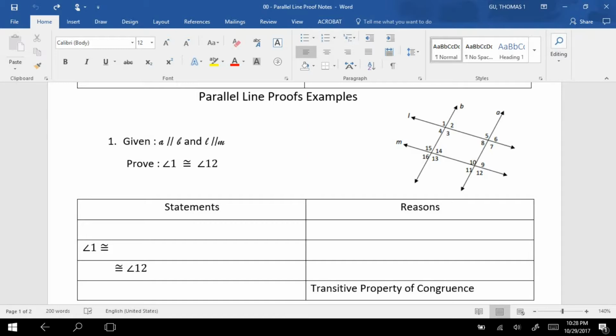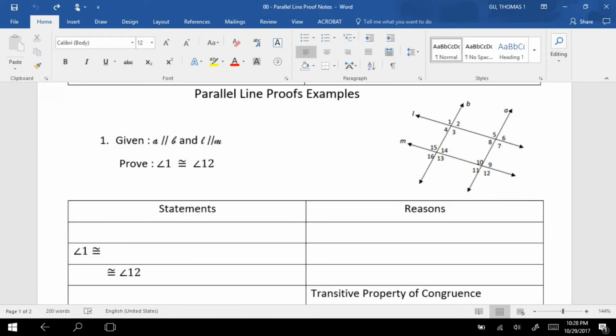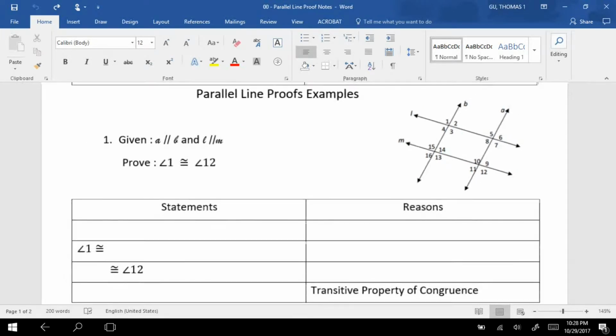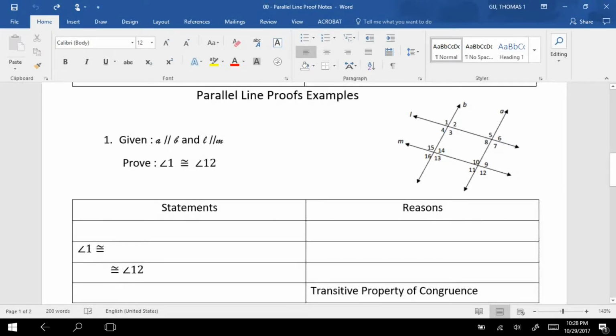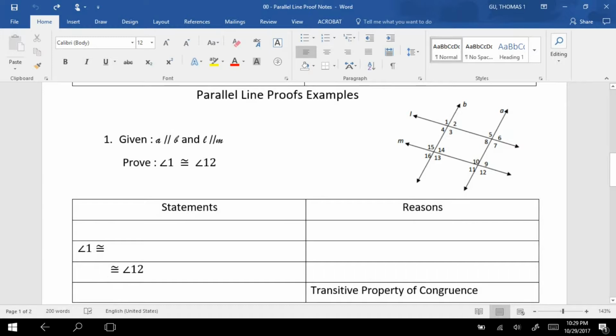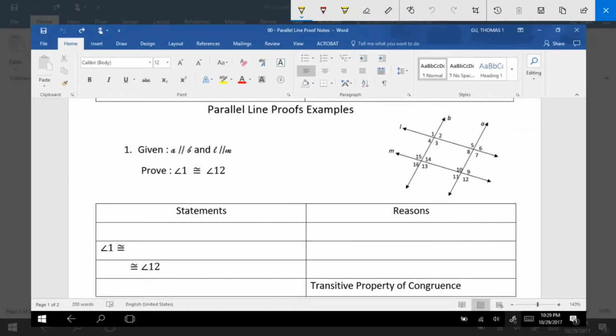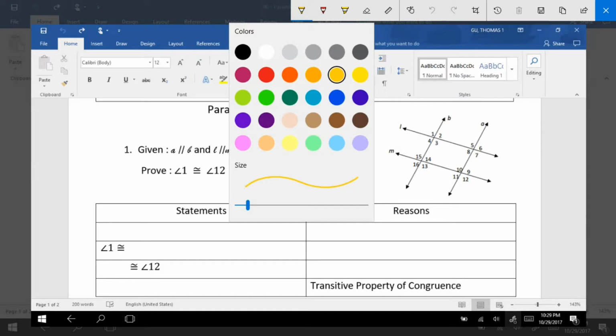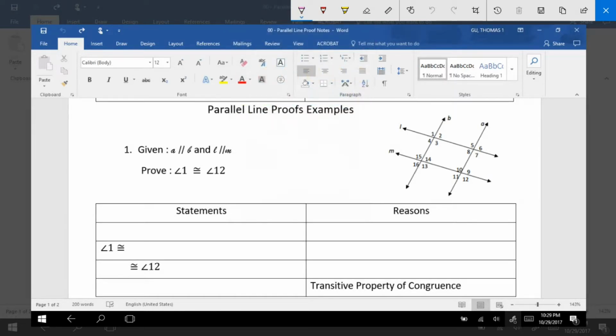Number 1. Remember, on these proofs, you must look at the picture. They give you the picture for a reason. I know some of you like to ignore the picture, but you've got to use the picture, and label. The first thing you want to do is label. So let's take a look at the given. They say line A is parallel to B. Let's label that first. Here's A, and here's B. So these two are parallel, so I'm going to draw the symbol.